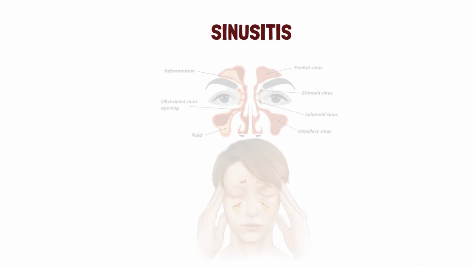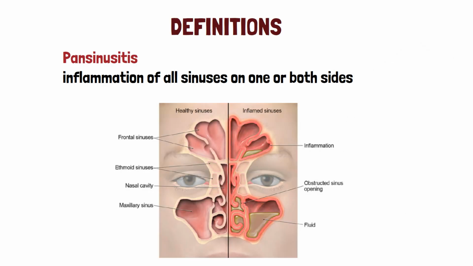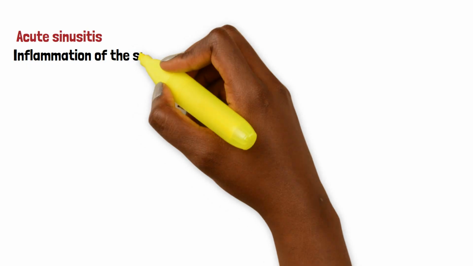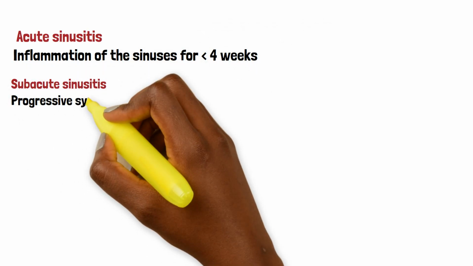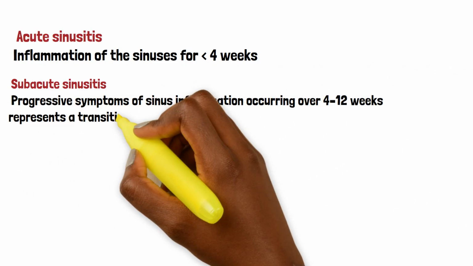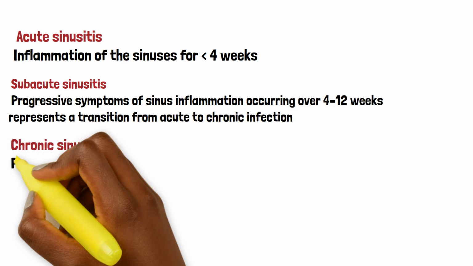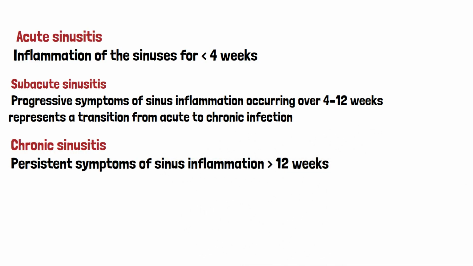Let's talk about sinusitis. Definitions in sinusitis. Sinusitis is inflammation of all sinuses on one or both sides. Acute sinusitis is inflammation of the sinuses for less than 4 weeks. Subacute sinusitis is progressive symptoms of sinus inflammation occurring over 4 to 12 weeks, which represents a transition from acute to chronic infection. Chronic sinusitis is persistent symptoms of sinus inflammation for more than 12 weeks.